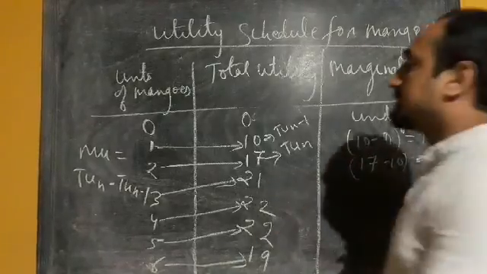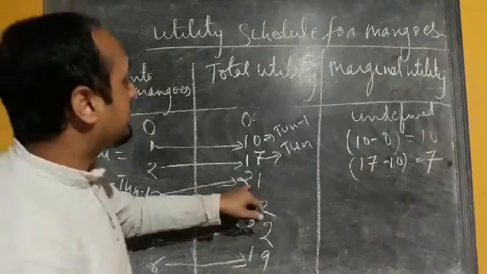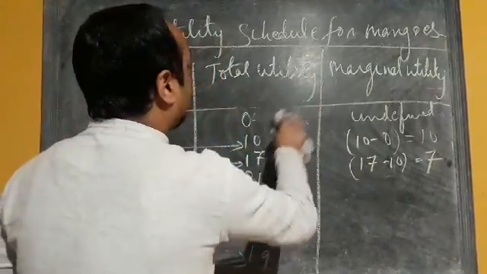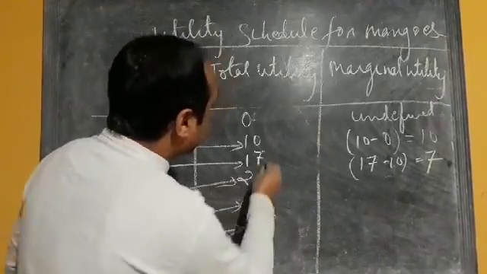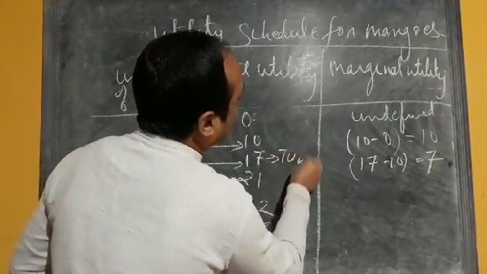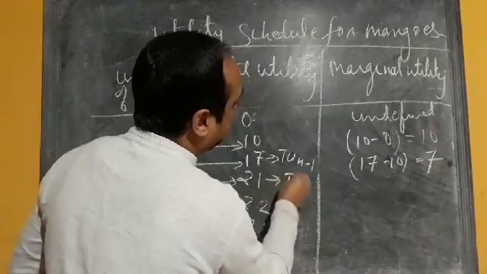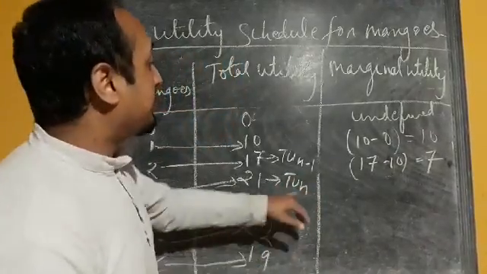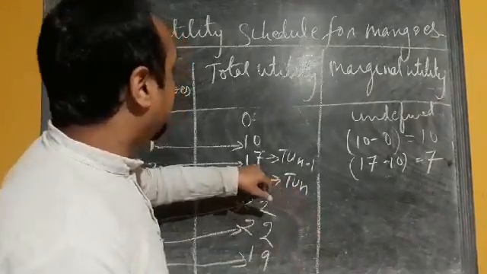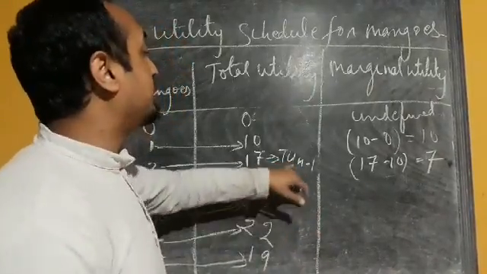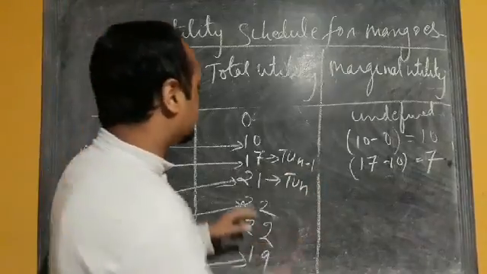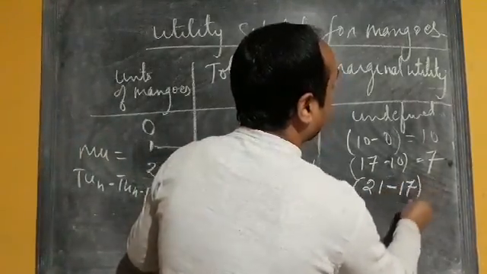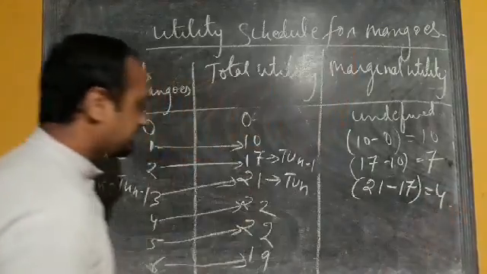Okay. Now for this next third unit we have 21. Now we have to move down. This will become our TUn-1, and this will become TUn. As we move down, the utility derived from nth commodity will increase, and the previous one will be considered as TUn-1. So now here we have 21 minus 17. So here we'll get 4.